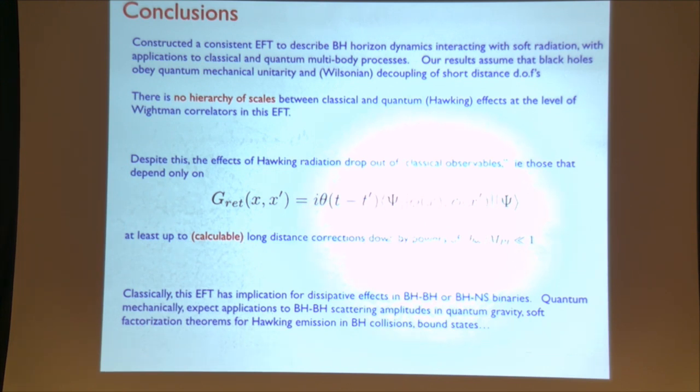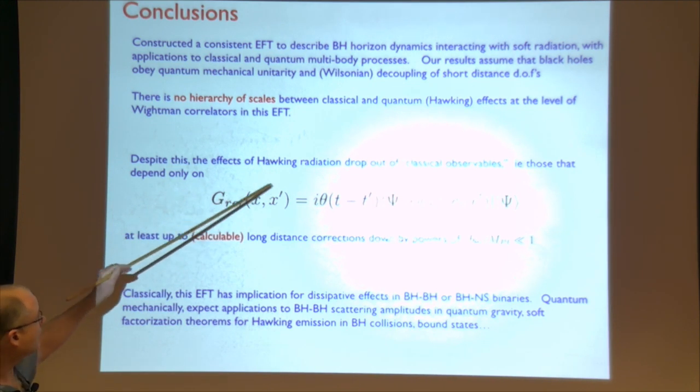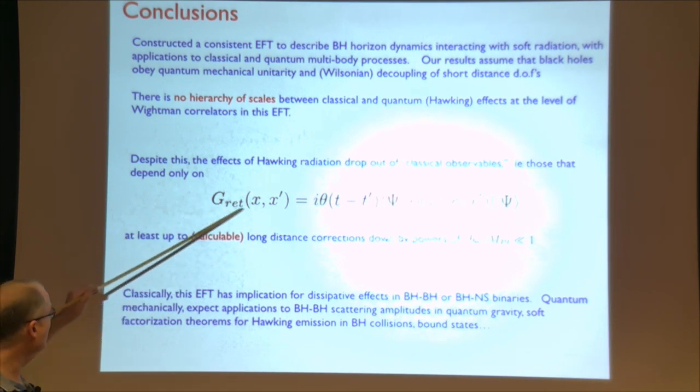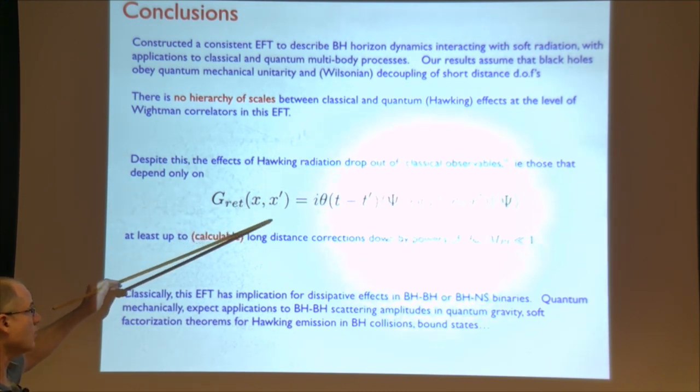So I set up a point particle description of black holes, just to summarize, that includes Hawking radiation. What we found sort of surprising is that at the level of the correlators, there's no real hierarchy between what would be considered a classical absorption effect and a quantum or Hawking effect. However, as I try to argue, the effects of Hawking radiation drop out of classical things.